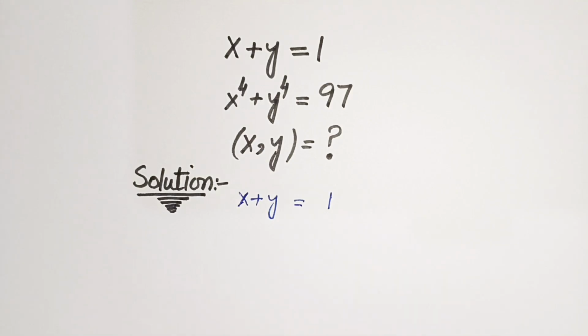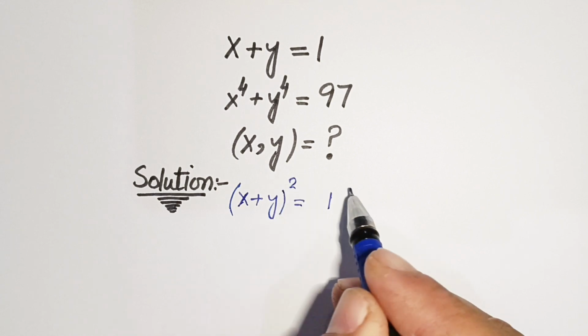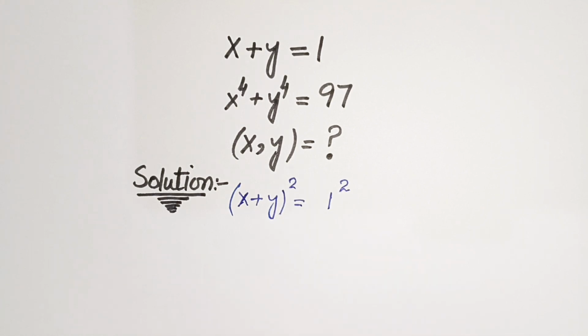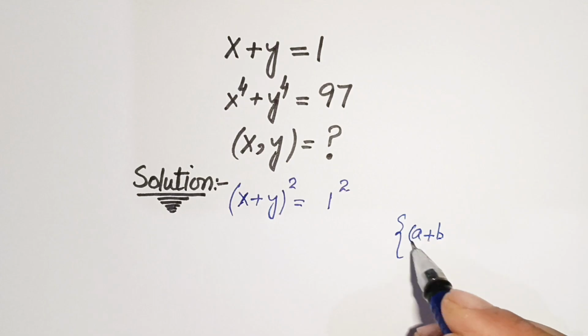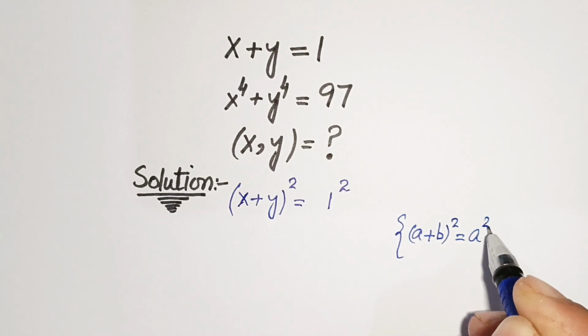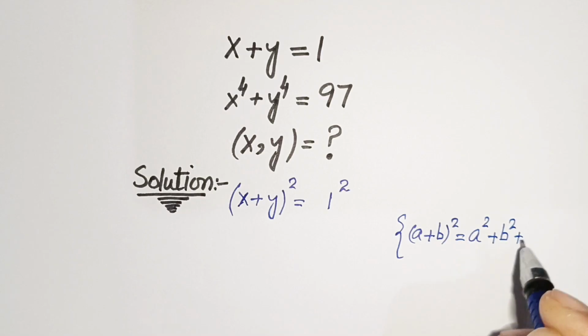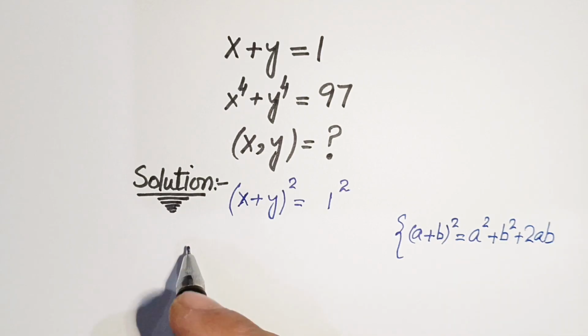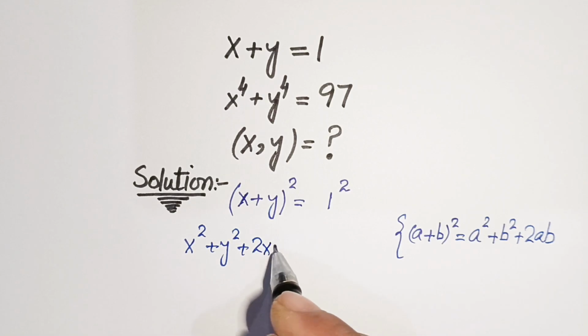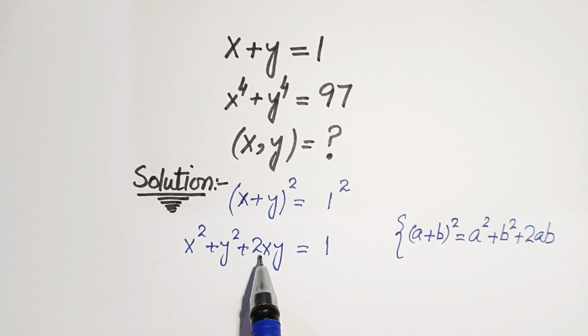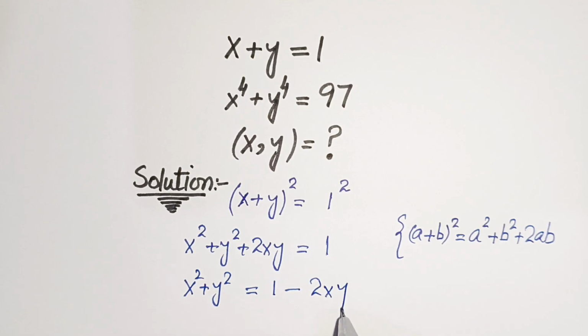So if we take the square on both sides, we can use the algebraic identity: a plus b whole squared is equal to a squared plus b squared plus 2 times a times b. So it will be x squared plus y squared plus 2 times x times y is equal to 1 squared, which is equal to 1. Now if we shift this term to the right hand side, we get x squared plus y squared is equal to 1 minus 2 times x times y.